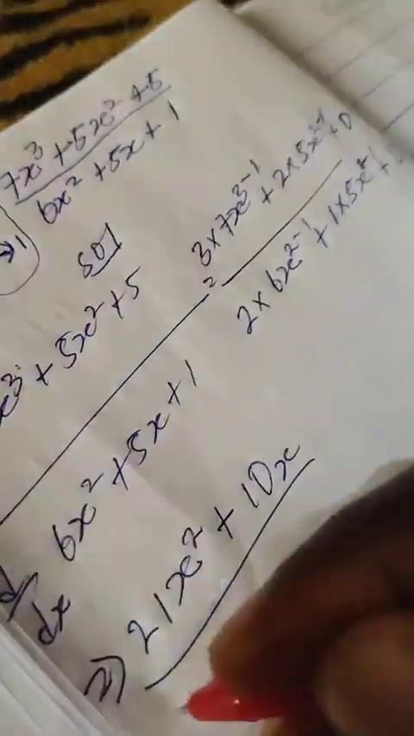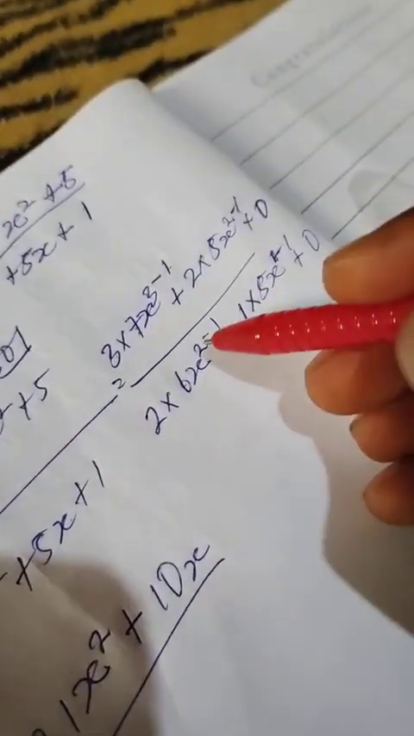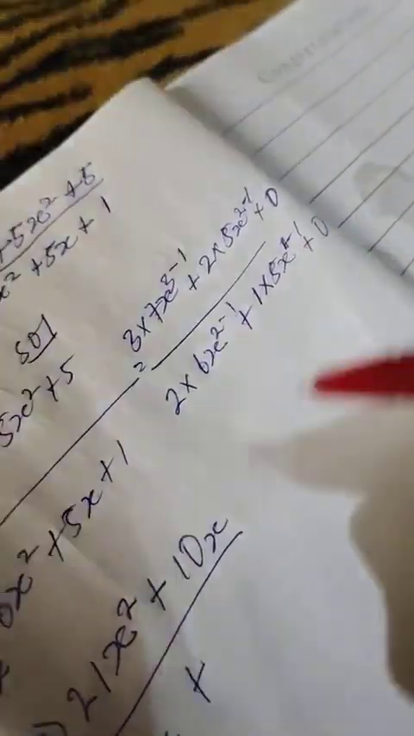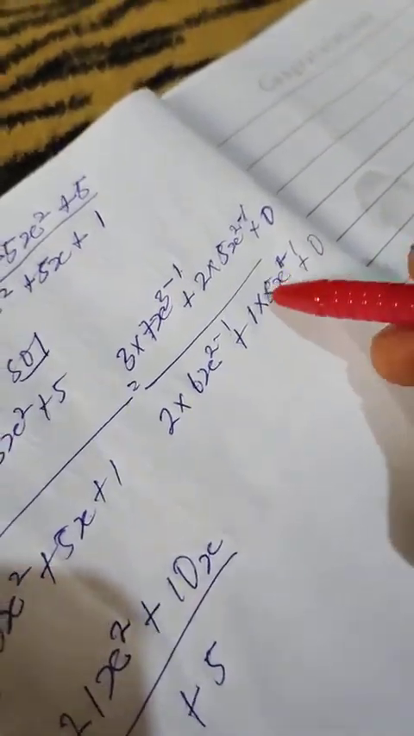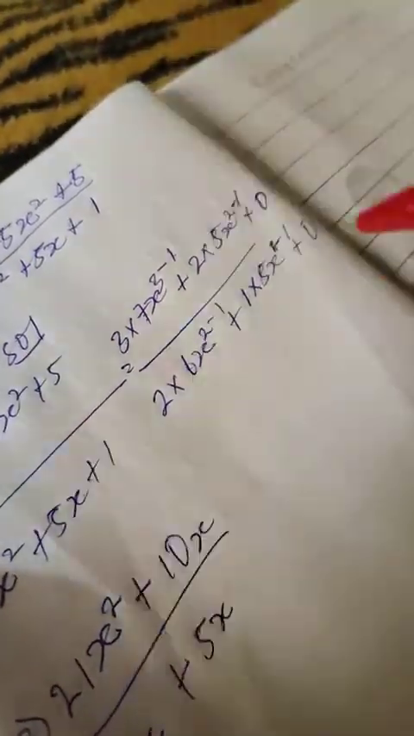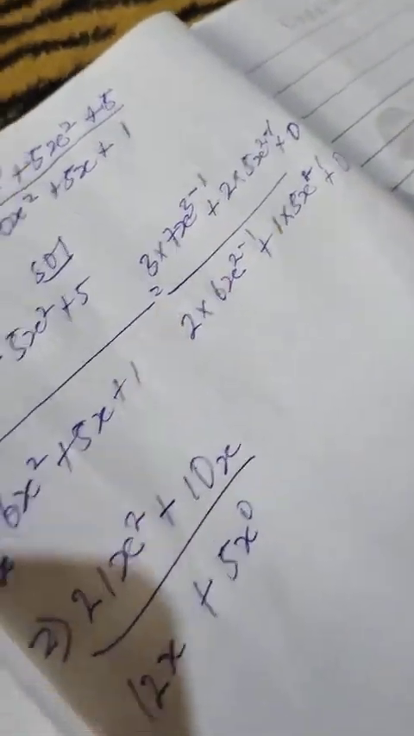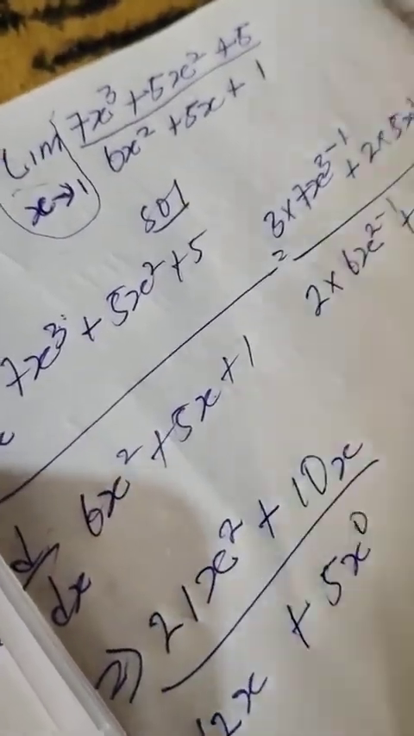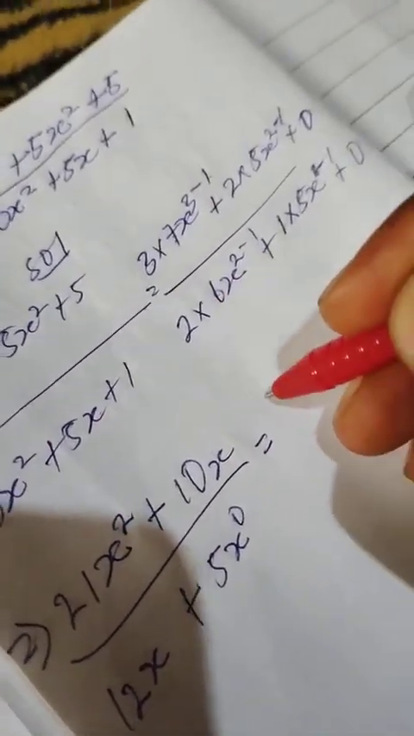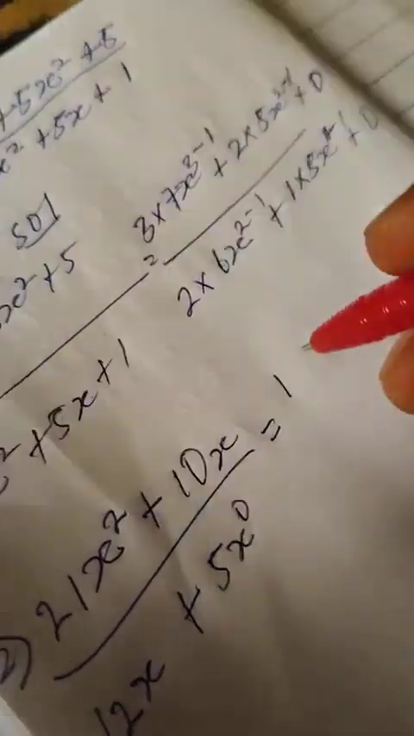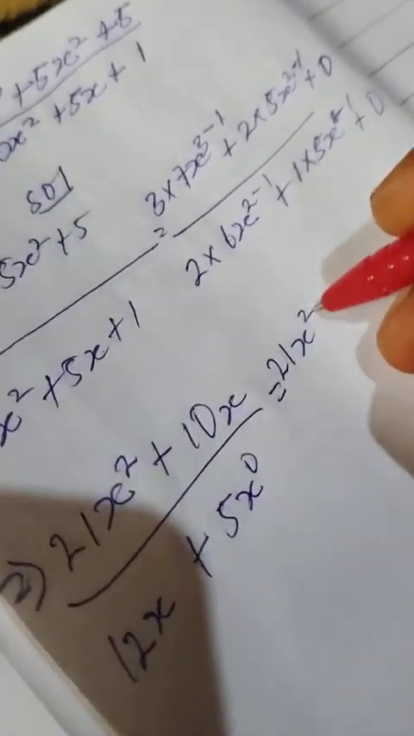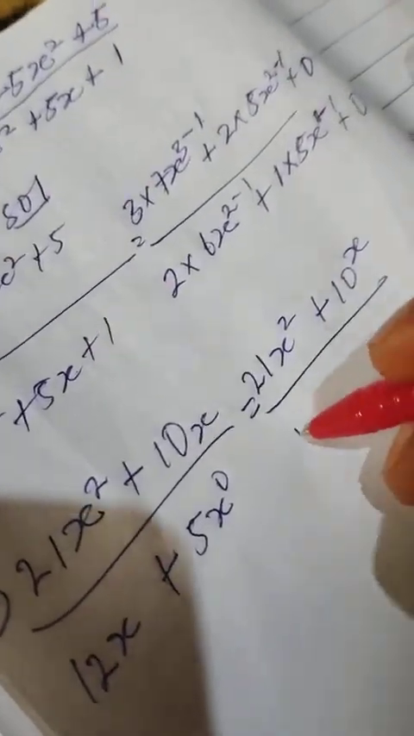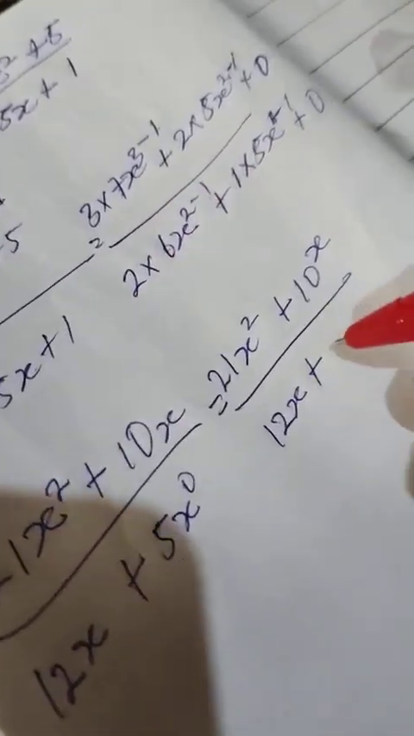2 times 6 will give us what? 12x. Then 2 minus 1 is the same thing as 1. Then plus 1 times 5 will give us what? 5. 1 times 5 will give us 5x. 1 minus 1 will give us what? 0. Okay. So if we have it to this extent, then we proceed further. Just to eliminate this 0 here, we have it to become 21x squared plus 10x all over 12x plus 5.